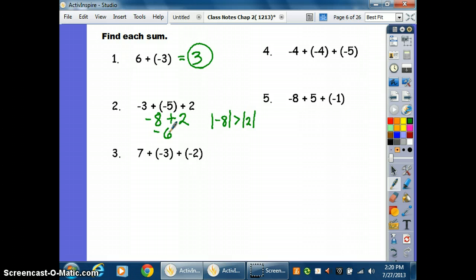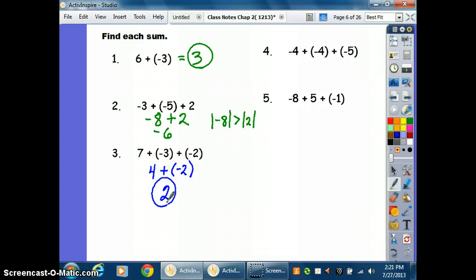Number 3. We have a 7 and a negative 3. Positive and negative, we subtract. That's 4. It's positive 4. Now we're going to do the next step. Step 2, we have a 4 and a negative 2. One's positive, one's negative, subtract. We see that there are more positives than negatives, so the answer is positive 2.